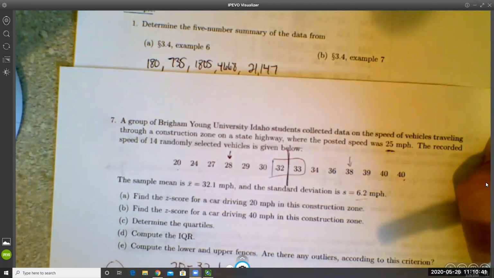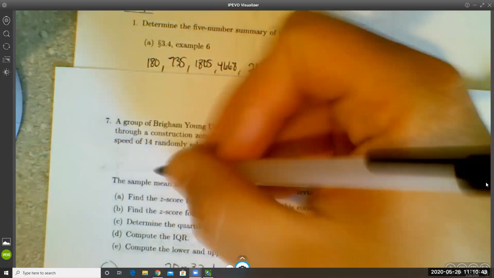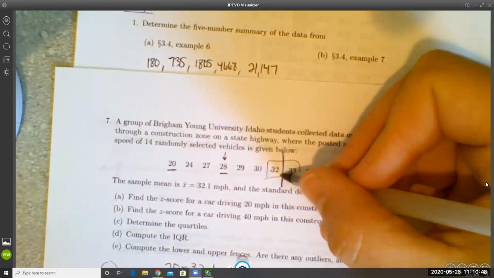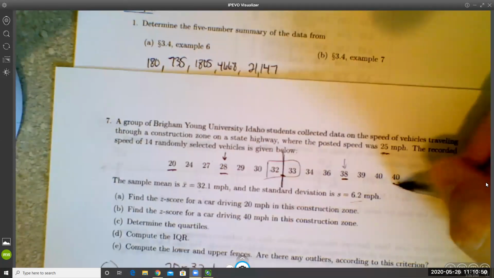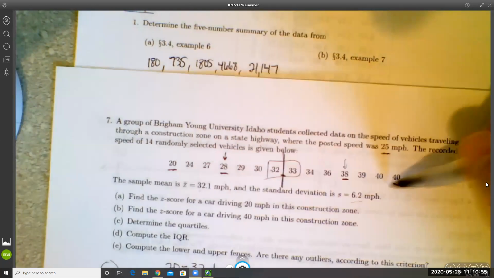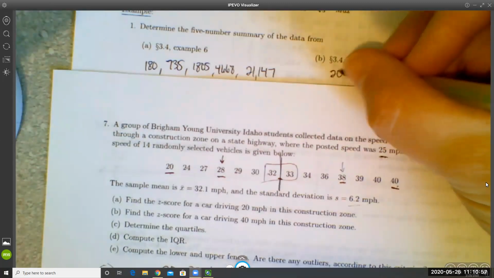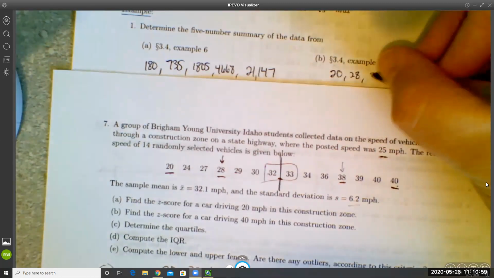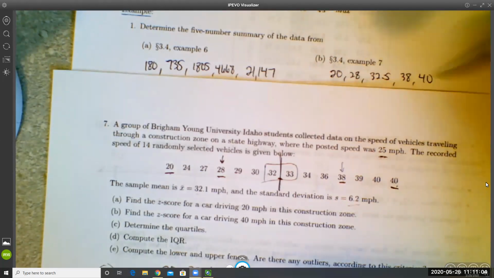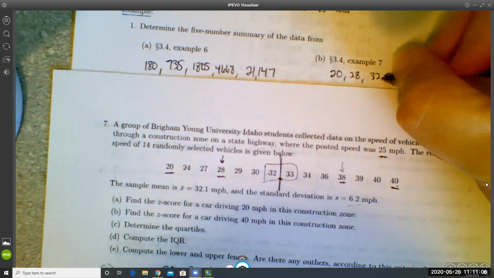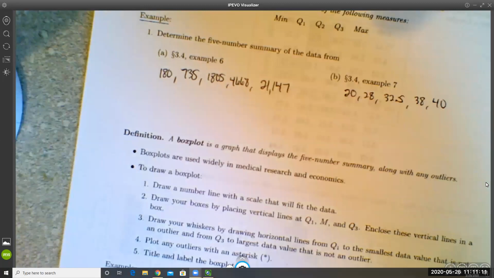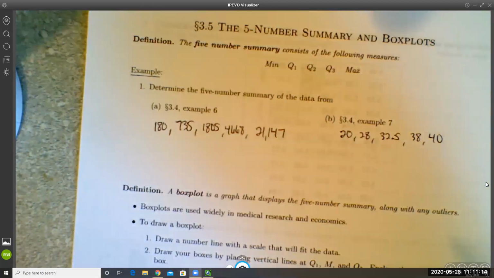Oh, example 7, that's even easier, right? So the 5-number summary is going to be 20, 28, 32.5, 38, and 40. Okay, minimum, then the quartiles, and then the maximum. Okay, 32.5. Okay, so that's that one. So 5-number summary, pretty easy.